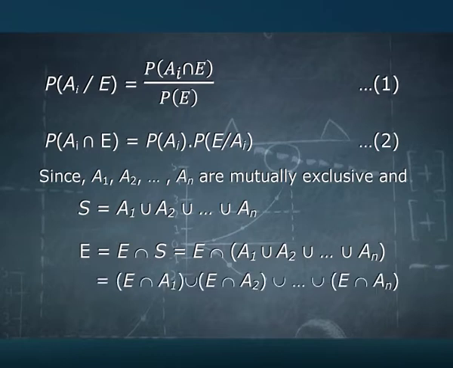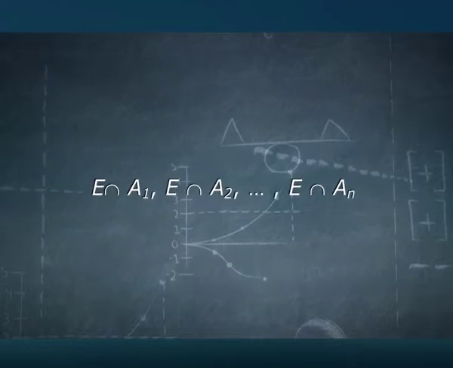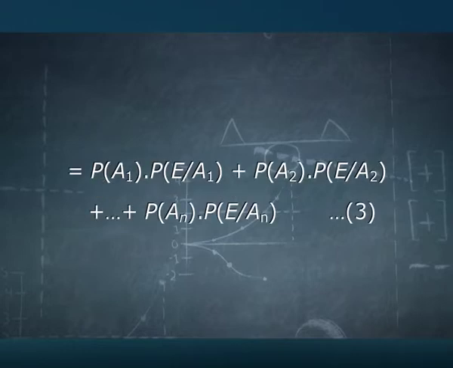Clearly, E intersection A1, E intersection A2, and so on up to E intersection AN are mutually exclusive events. Hence, by the addition theorem of probability, we will have probability of E equals probability of E intersection A1 plus probability of E intersection A2 plus so on, plus probability of E intersection AN. So that is equal to probability of A1 times probability of E given A1 plus probability of A2 times probability of E given A2 plus so on, plus probability of AN times probability of E given AN. Let's call this equation 3.